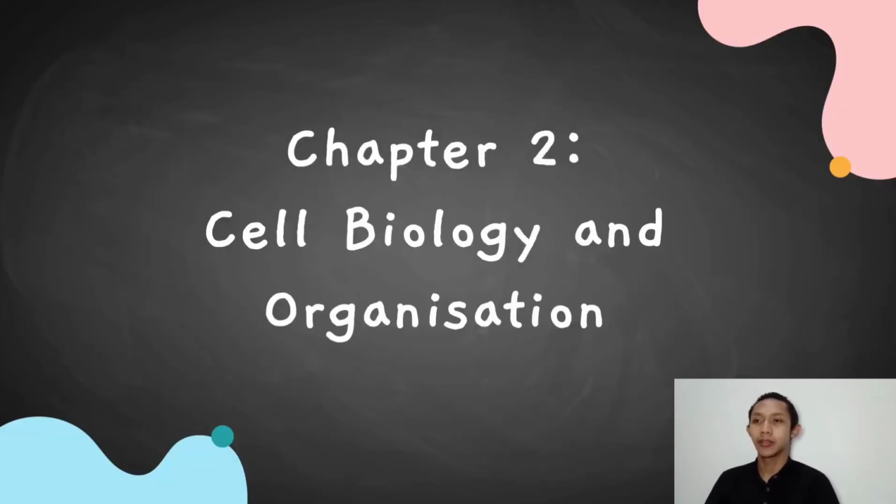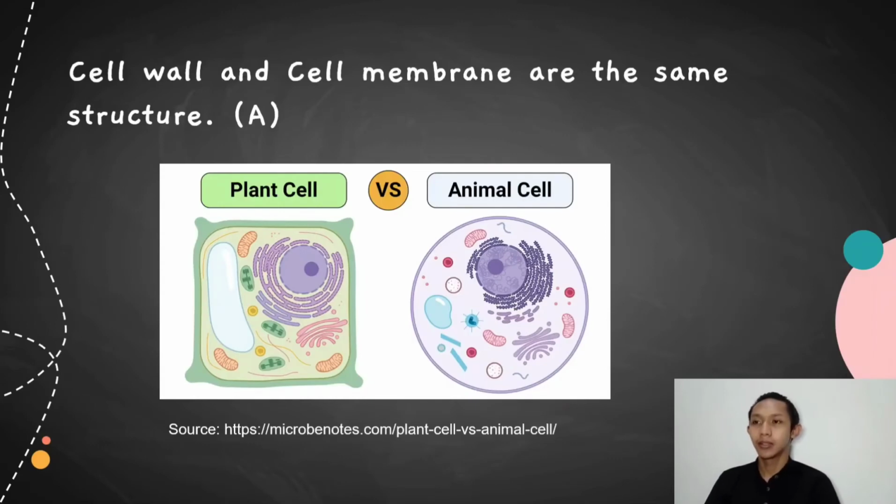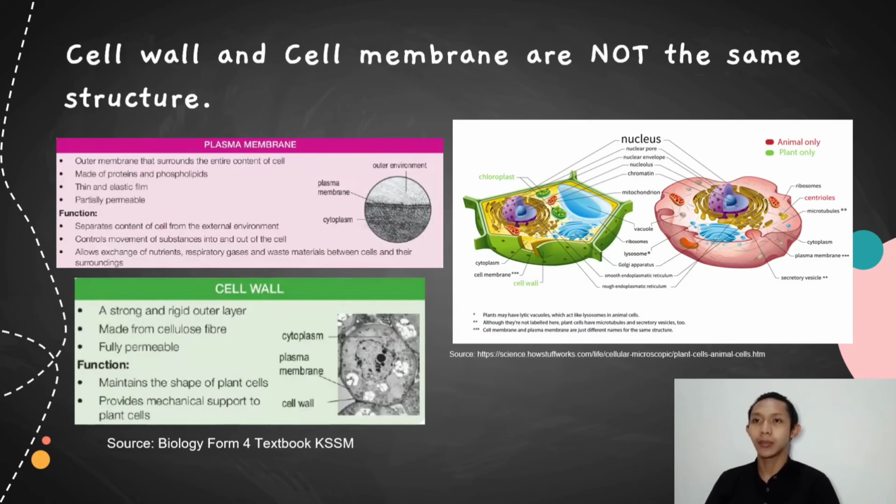Okay, next proceed to chapter 2, which is cell biology and organization. So the misconception in this chapter is cell wall and cell membrane are the same structure. Usually the student has this misconception after learning the topic, in an exam. So actually, cell wall and cell membrane are not the same structure.